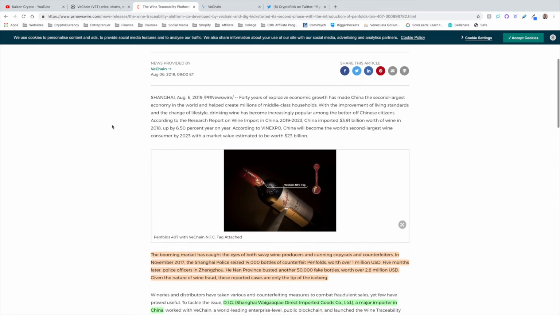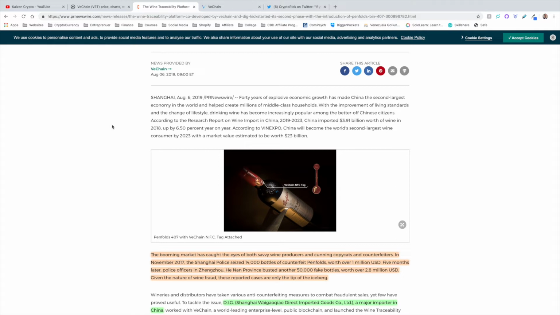So it's saying 40 years of explosive economic growth has made China the second largest economy in the world and helped create millions of middle class households. With the improvement of living standards and the change in lifestyle, drinking wine has become increasingly more popular among the better off Chinese citizens. According to the research report, China imported $3.9 billion worth of wine in 2018, up by 6.5% year on year. So China will become the world's second largest wine consumer by 2023, with a market value estimated to be worth $23 billion. So the wine market in China is booming. It's growing on a massive scale right now.